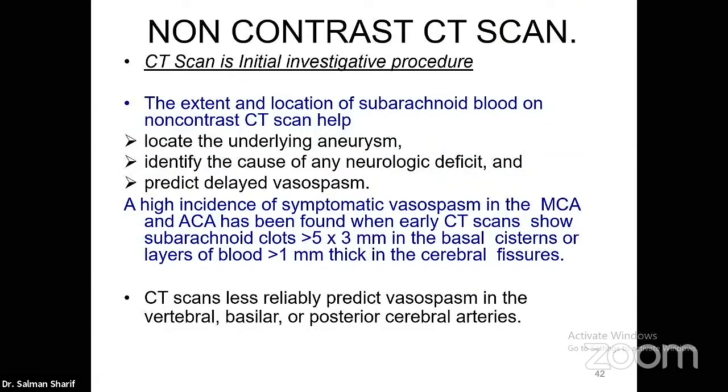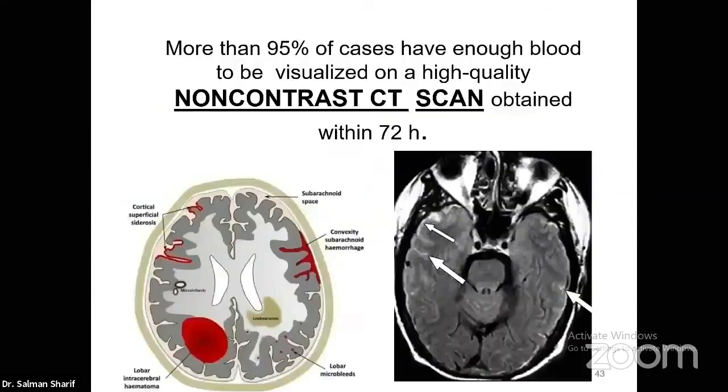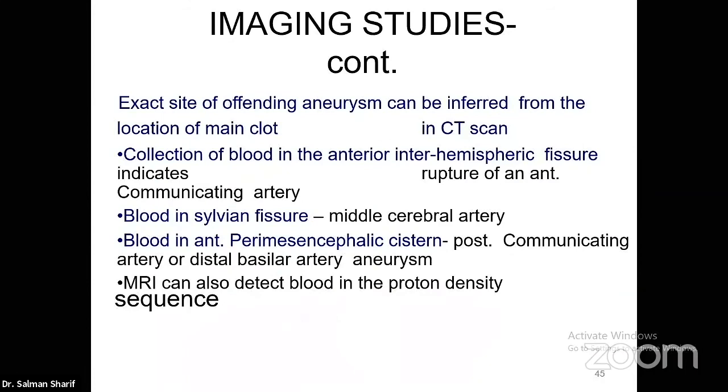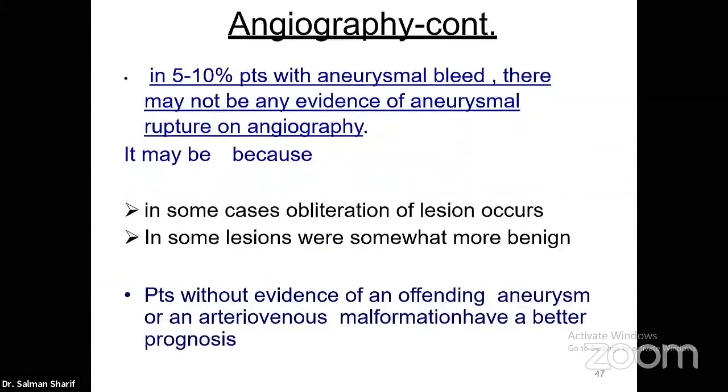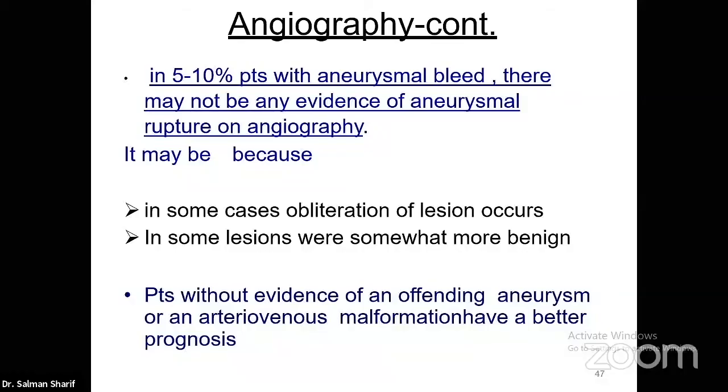Coming to the investigations, CT scan is the investigation of choice, and lumbar puncture is almost not done nowadays, because if CT scan is performed within 48 hours, it can be very much diagnostic. Then we can go for the definitive investigation, that is angiography. Previously it was said that DSA is the gold standard, but nowadays you can get much more information from CTA as well, and we can decide with CT angiography. Similarly, in some cases when the CTA is not giving the required information, you can go for the DSA, which is still the gold standard test.